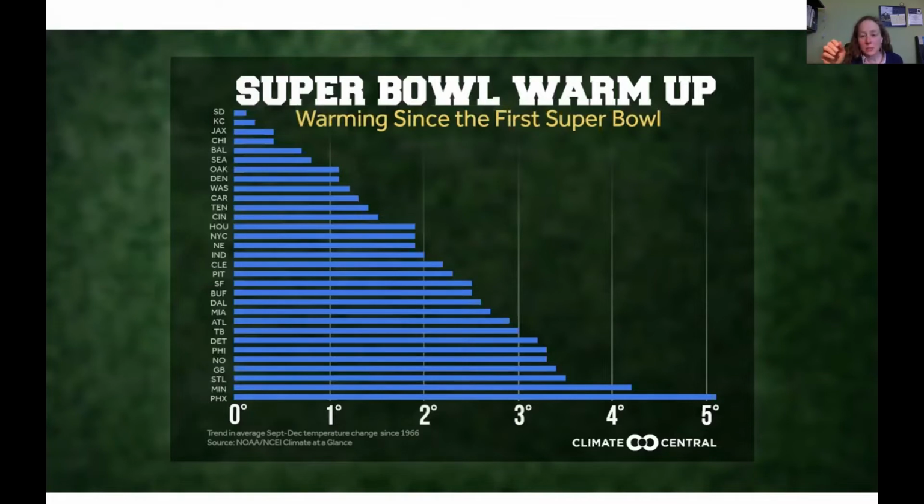I also bring this up just to highlight a particular resource, a place you might want to go if you're looking for graphics that are really easily digestible and sometimes made fun, through the Climate Central website, and I'll share that later.